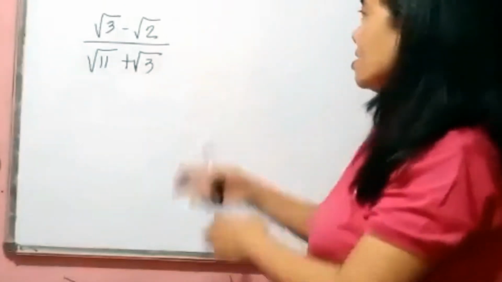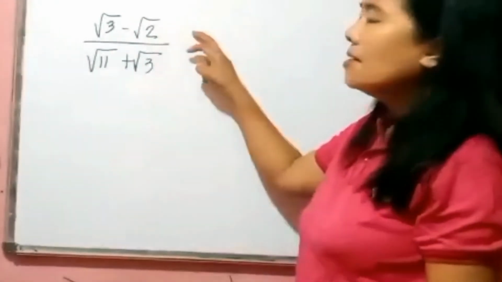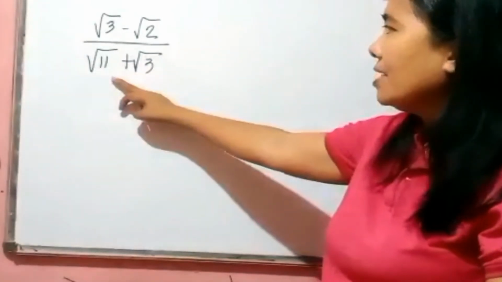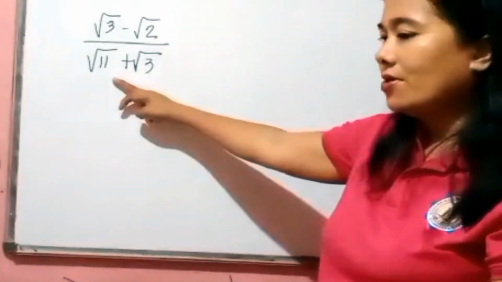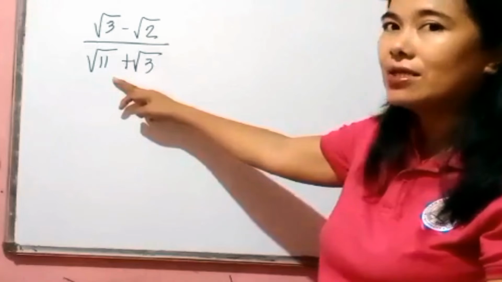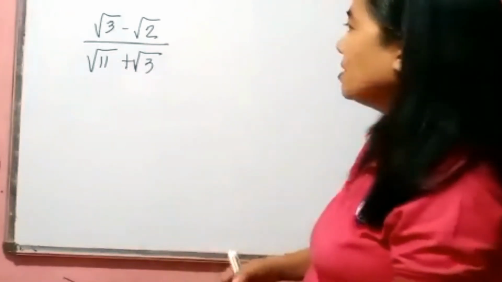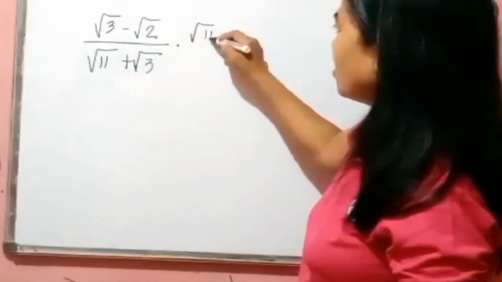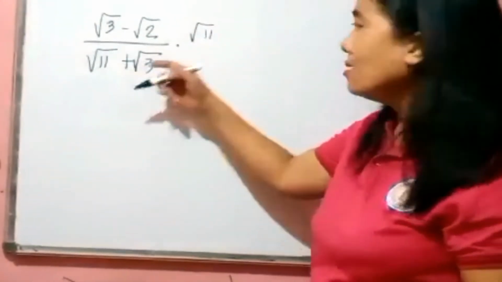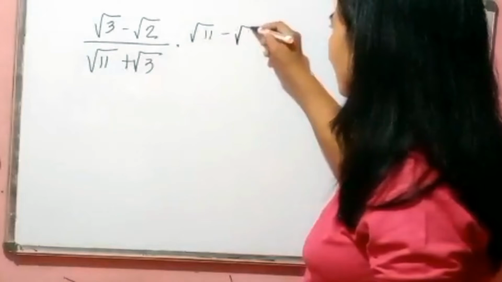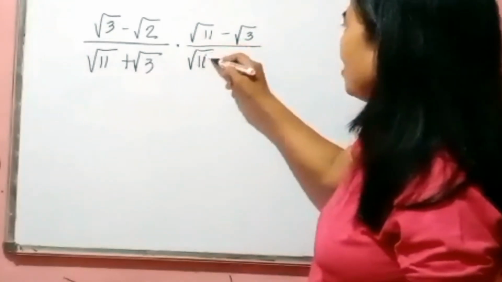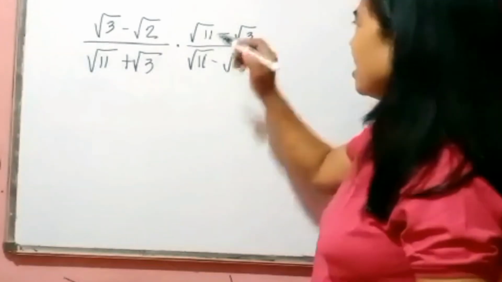Isa pang example. So, meron tayong the square root of 3 minus the square root of 2 over the square root of 11 plus the square root of 3. So, hanap ka na ng conjugate pair ng denominator mo. Of course, that will be the square root of 11. Opposite sign ng positive is negative. Okay, ganun din dito. 11 minus 3.